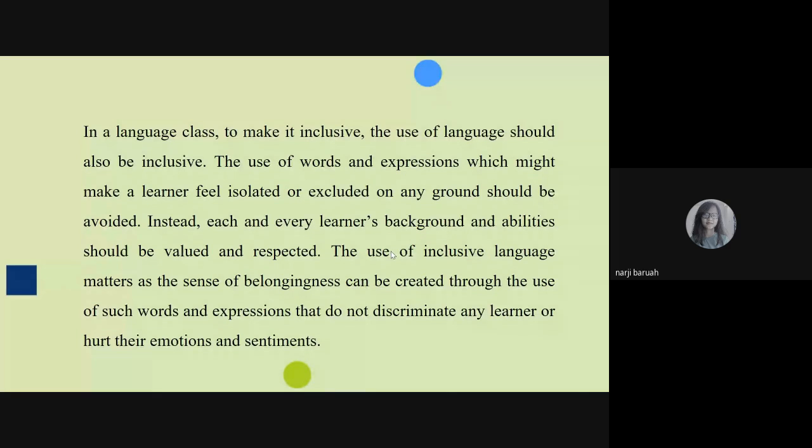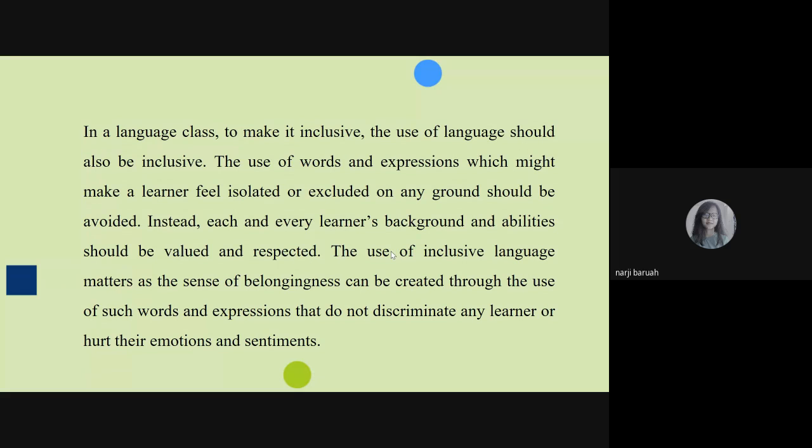And here, in the slide, it says that the use of language should be inclusive because it creates a sense of belongingness. The words and expressions that we use in the classroom should not discriminate against any learner or hurt the emotions and sentiments of the people in the classroom. People here means the students in the class.